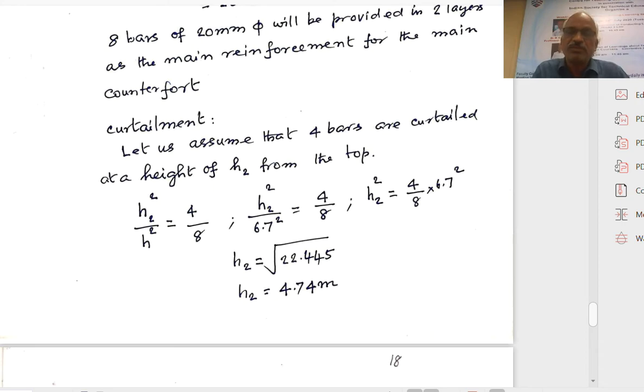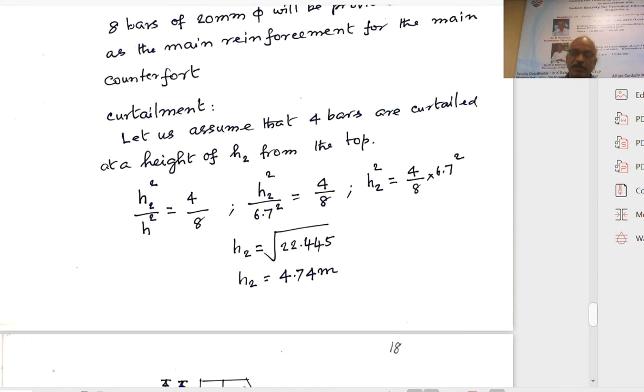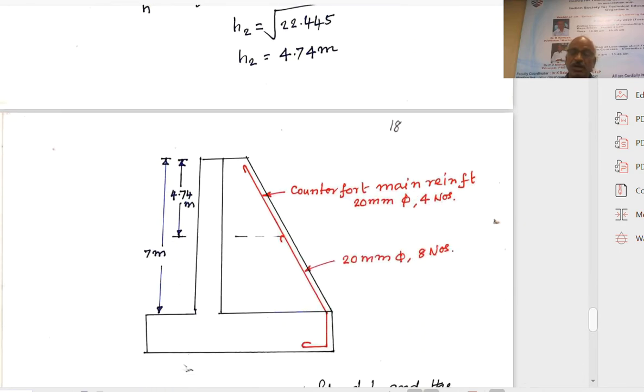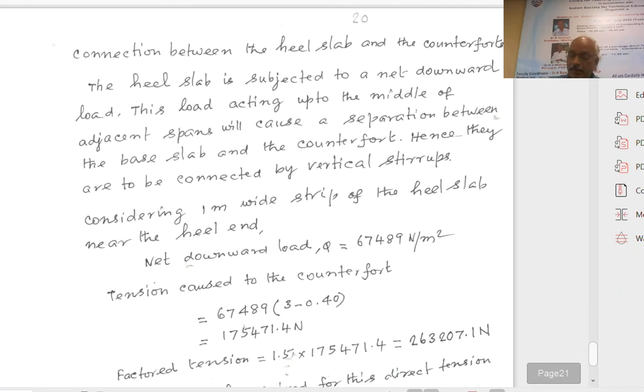That means from 0 to 4.7 meters from the top, 4 bars will be sufficient. Remaining depth, 4.74 meters up to 6.7 meters, you have to provide 8 bars. Therefore we need not provide the bar over the entire depth. So that is what is shown at the top, 20 mm diameter bars, 4 numbers. At the bottom it is 8 numbers. So this shows the main reinforcement for the main counterfort alone, showing the reinforcements individually. Right.